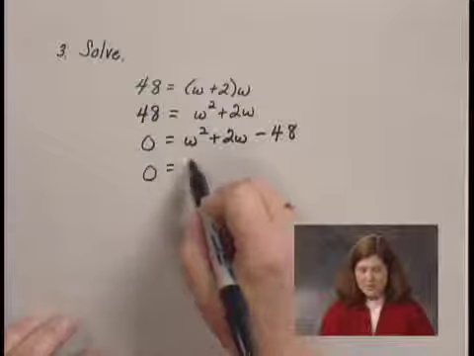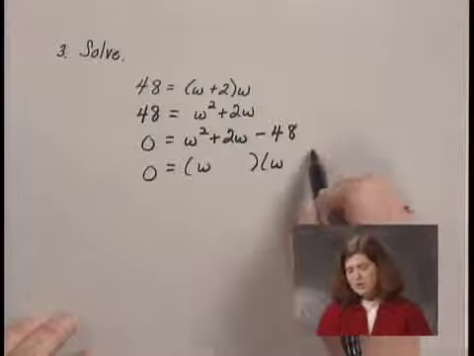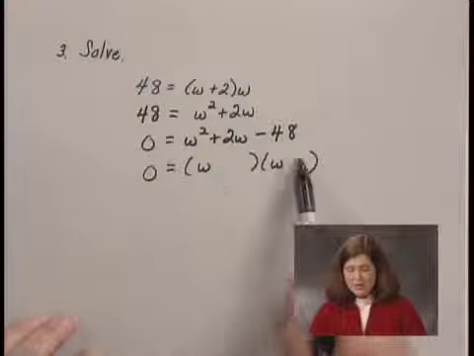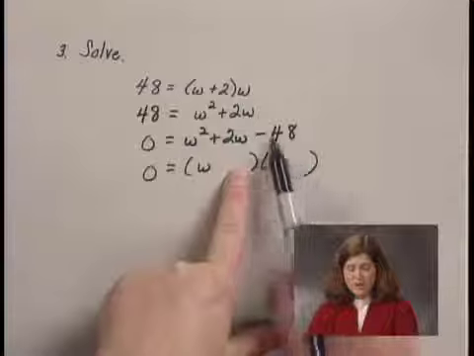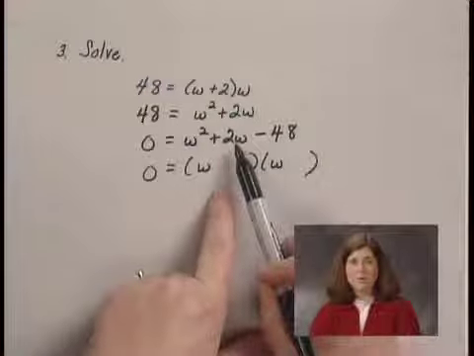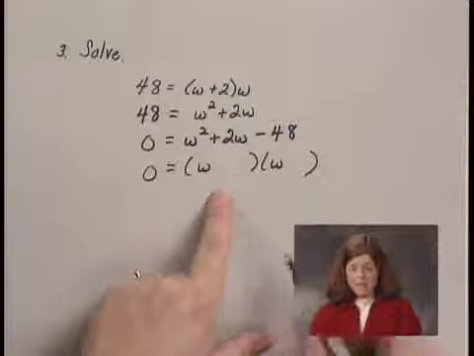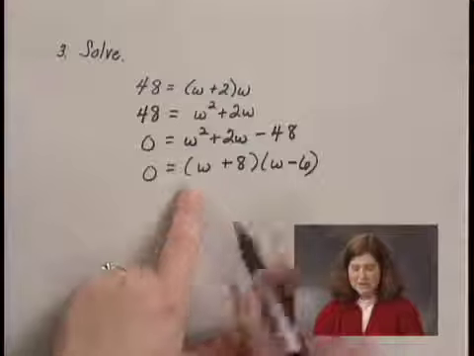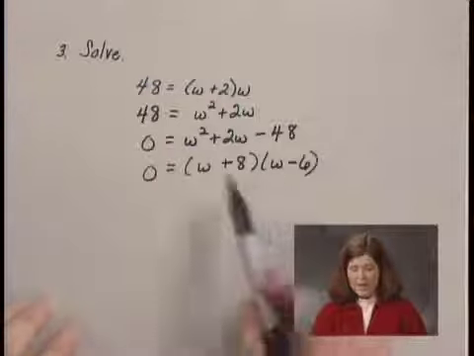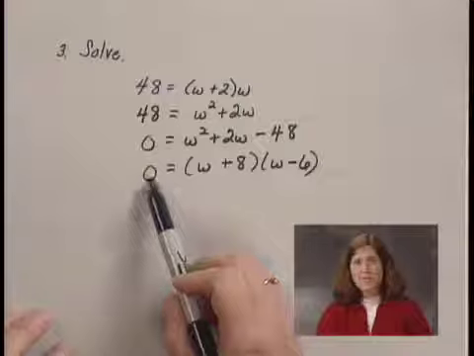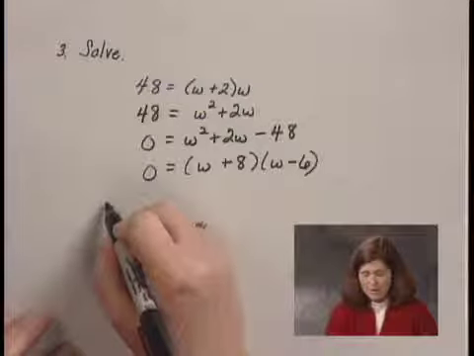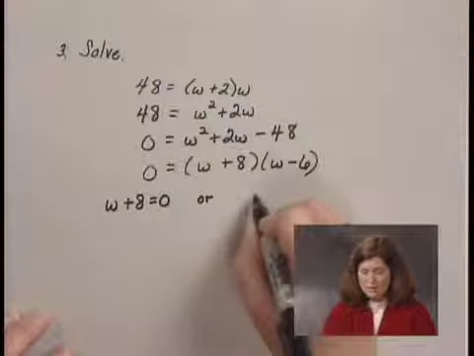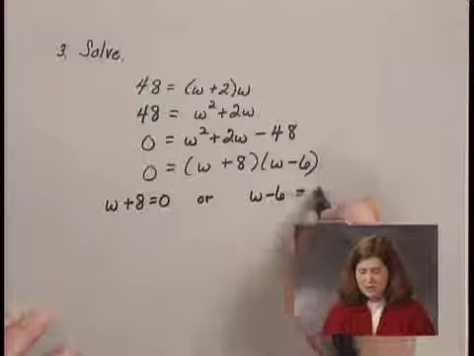And I factor. 0 equals W, it's going to factor into 2 binomials. The first term of each binomial will be W. The second terms multiply to negative 48 and add to 2. I want 8 and negative 6. So I write plus 8 minus 6. And I've factored this trinomial. I now have a product that's equal to 0, so I can set each factor equal to 0. I write W plus 8 equals 0, or W minus 6 equals 0.